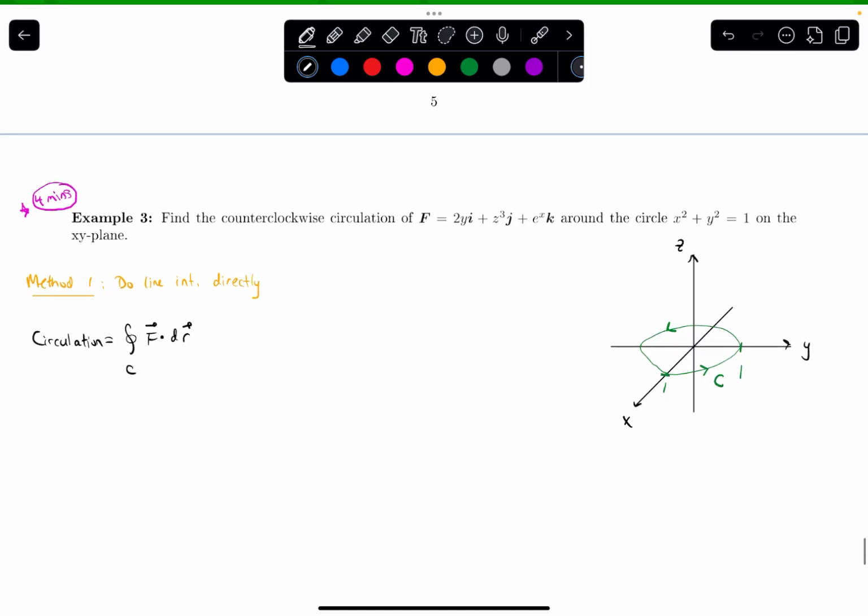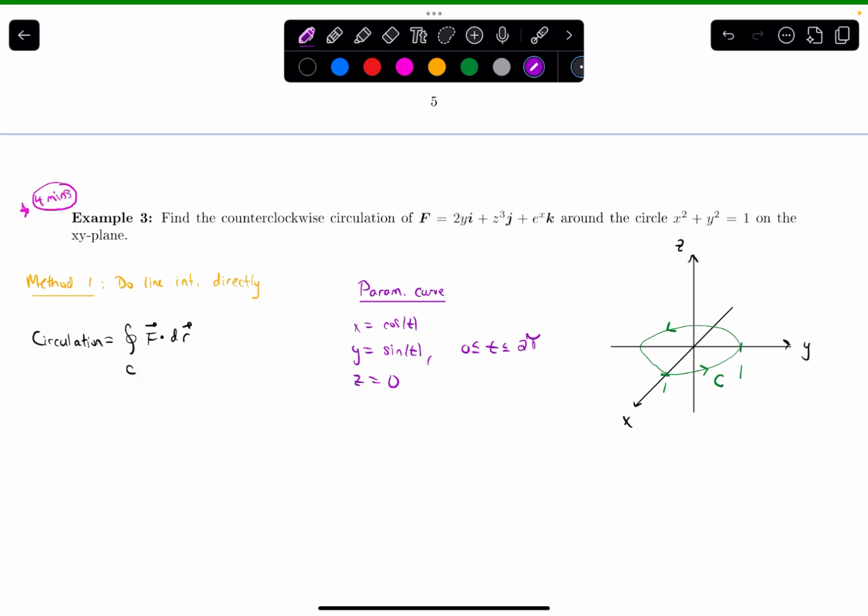To do a line integral of a vector field, I have to parameterize the curve. We've seen how to parameterize a circle a bunch. In this case, because the radius is 1, we'd let x be cosine t, y equal to sine t. And then there is a z here as well. Since my circle is on the xy plane, z just equals 0. And then my domain for t is from 0 to 2 pi to go all the way around.